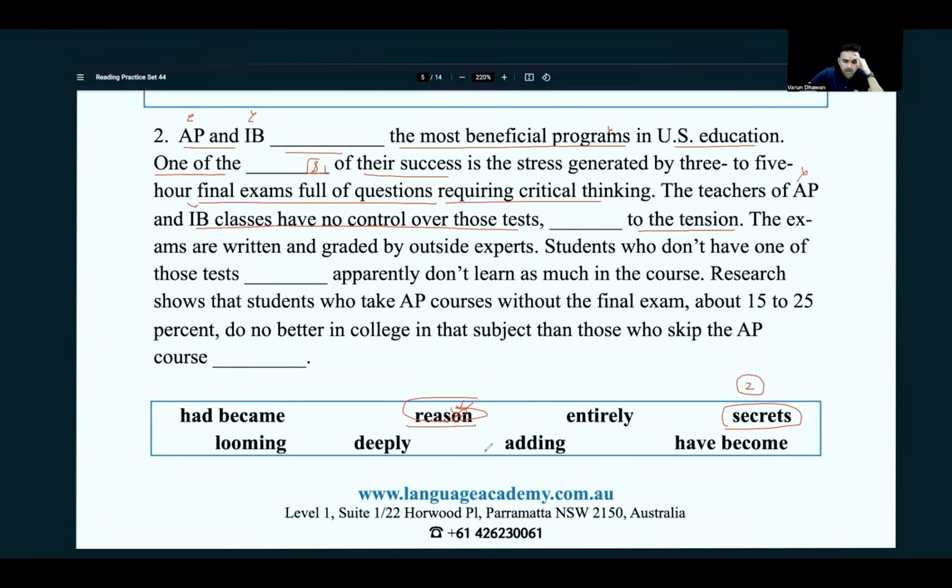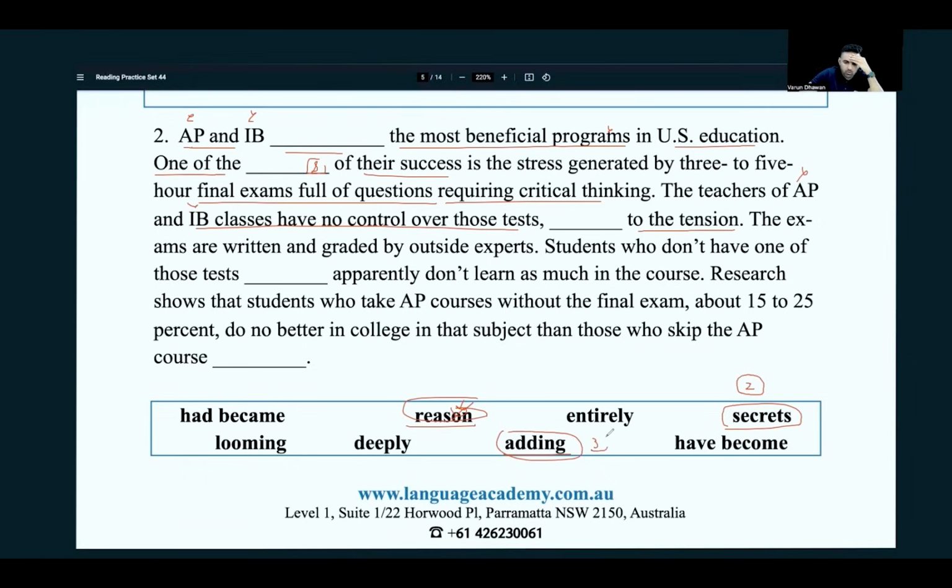Deeply to the tension, adding to the tension can go, but let's consider another option as well. Have we come to tension, no, will be grammatically incorrect. Entirely to the tension, no. So because they don't have any control over the test, it increases the tension. So this will be the third answer.